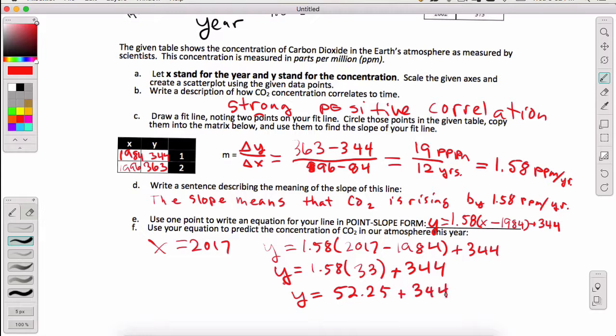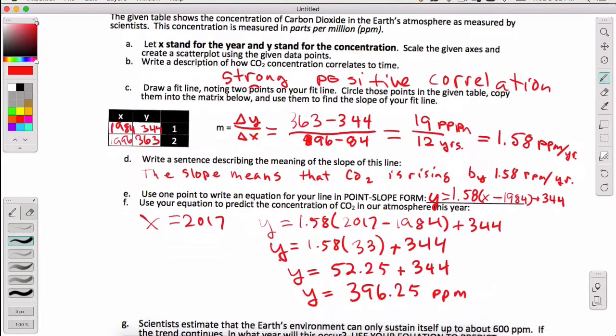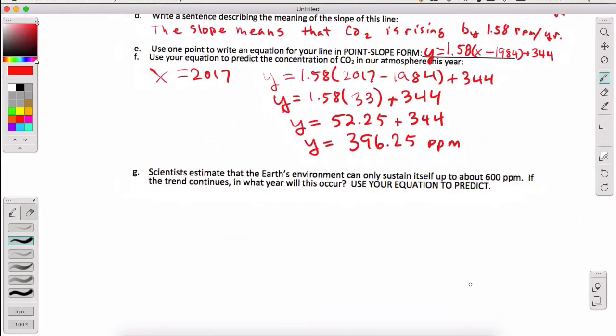But we were already at 344 in that time, so when we add those two things together, what we end up seeing is we got about 396.25 parts per million here in this year 2017. Uh-oh, getting hotter. So now, finally, the scientists estimate that the Earth's environment can only sustain itself up to 600 parts per million. So if this trend continues, in what year will this occur?